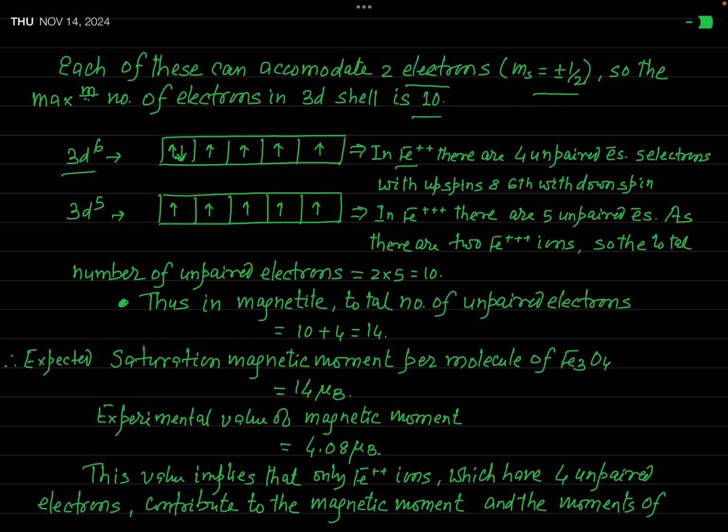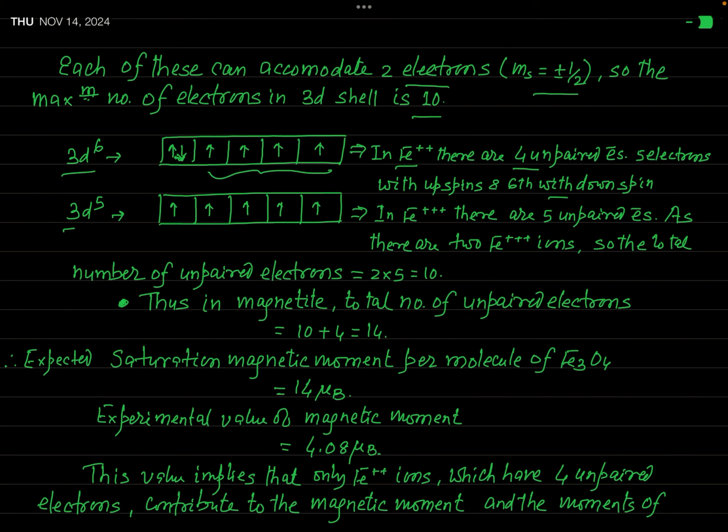Okay, so can you say how many unpaired electrons are present in this case? There are 4 electrons. You can count 1, 2, 3 and 4. So you can see that in Fe double plus there are 4 unpaired electrons: 5 electrons with up spin and 6 with down spin. So in the case of the Fe double plus ion, there are 4 unpaired electrons, or unpaired spins, you can say.